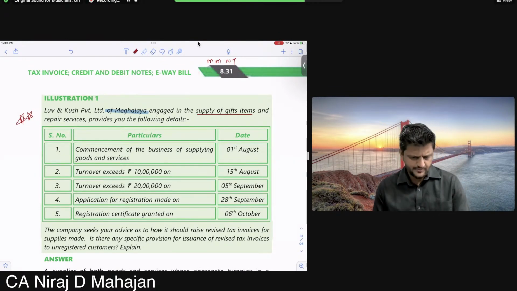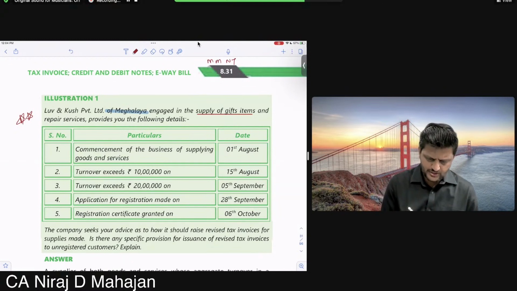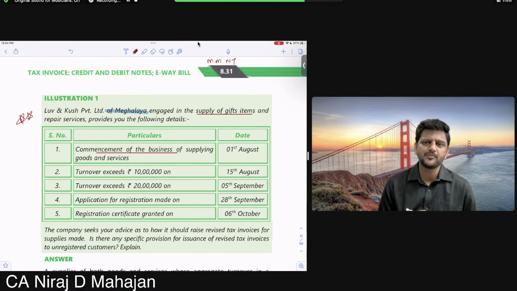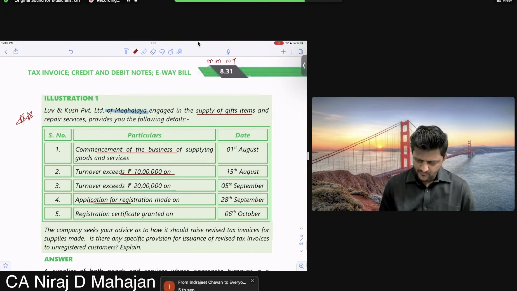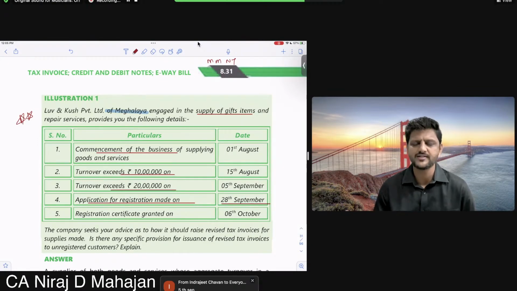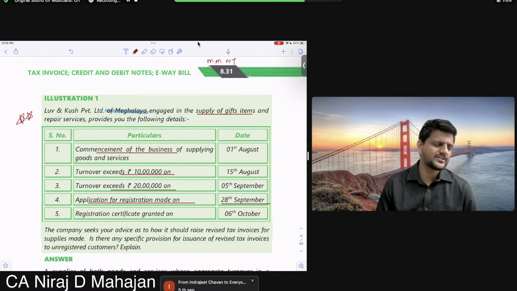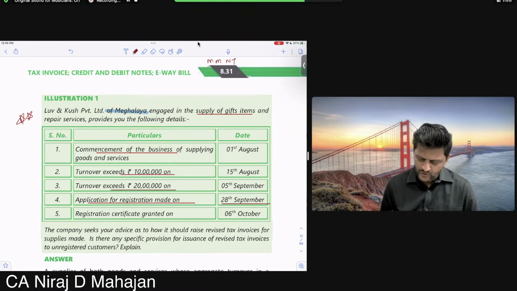Provides the following details. Commencement of business 1st August. Turnover exceeds 10 lakhs on 15th August. Turnover exceeds 20 lakhs on 5th September. Application for registration 28th September. Now I hope you're understanding what kind of questions they prepare now. All mix and match. And registration granted on 6th October.